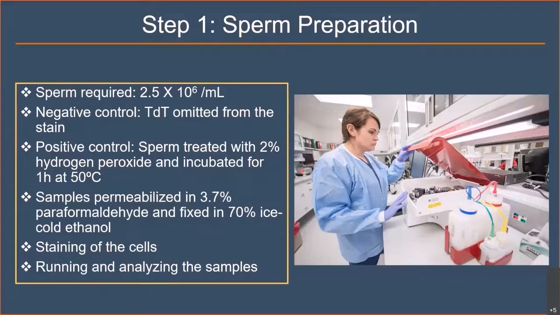We also include a positive sperm sample, and in this case, the positive sample is created by using hydrogen peroxide and incubating the sample for 1 hour at 50 degrees Celsius. The samples are permeabilized in 3.7% paraformaldehyde and fixed before they are analyzed.